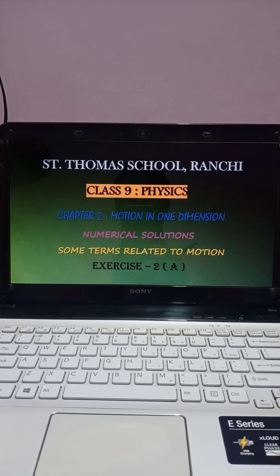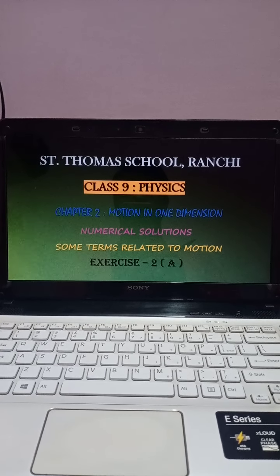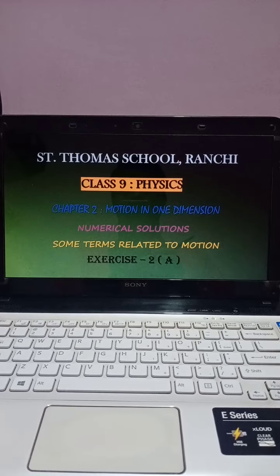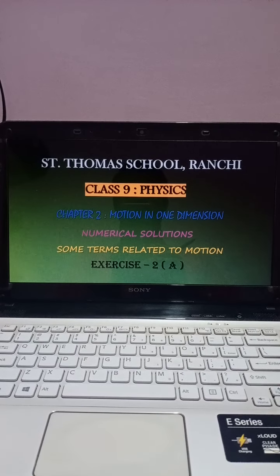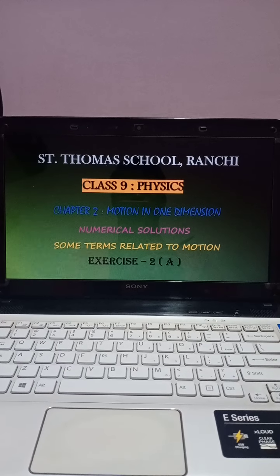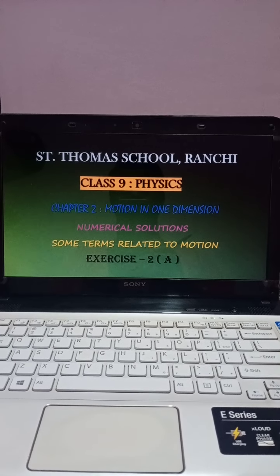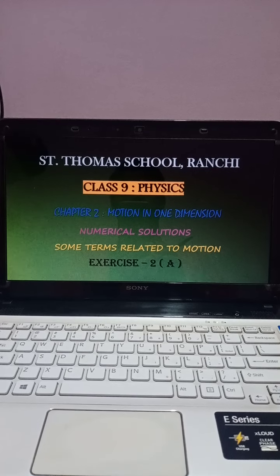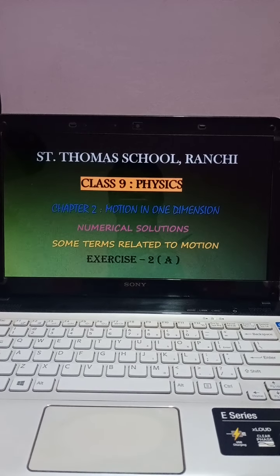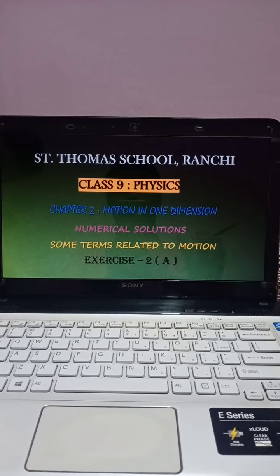Hi everyone, so here we are going to start with numerical solutions for class 9 physics for St. Thomas School, Ranchi. And here we are going to see chapter number 2, motion in one dimension, exercise 2A. And here we are going to see the numericals related to motion.